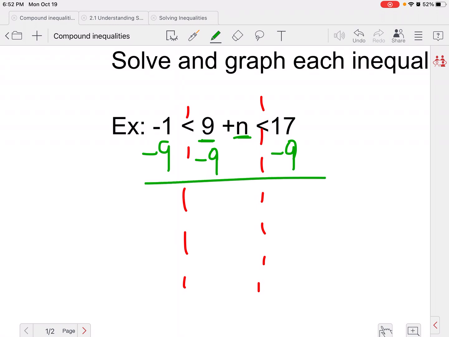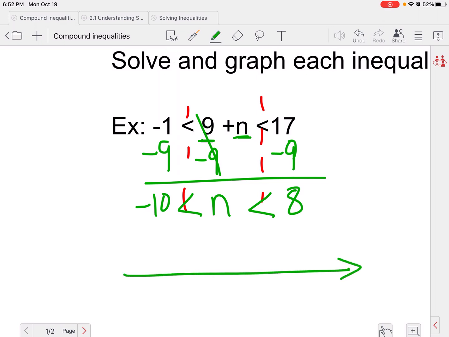So -1 minus 9 would be -10. And I didn't divide by anything negative or multiply by anything negative, so my inequality stays. This cancels, leaving me with n. And then 17 minus 9 would be 8. Okay, so my n is between -10 and 8. And then, of course, as we do with all inequalities, we're going to graph that.